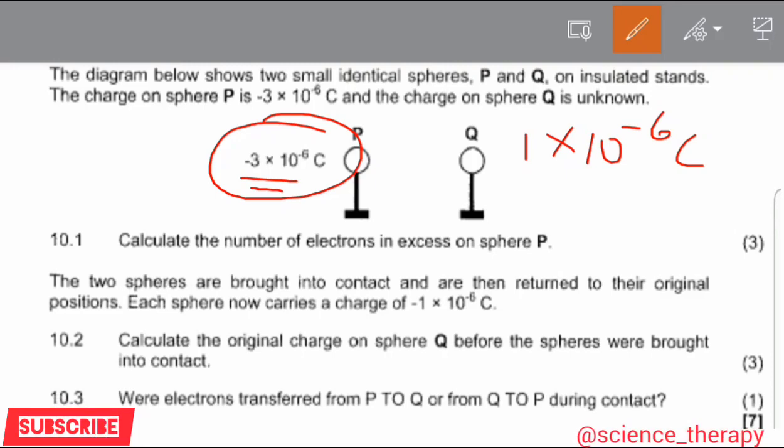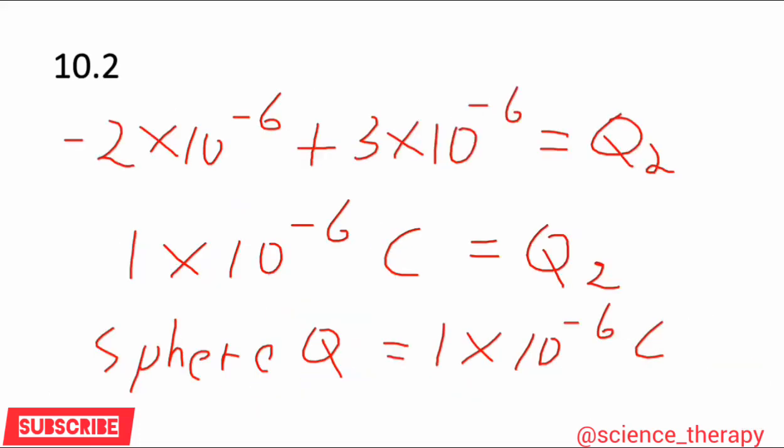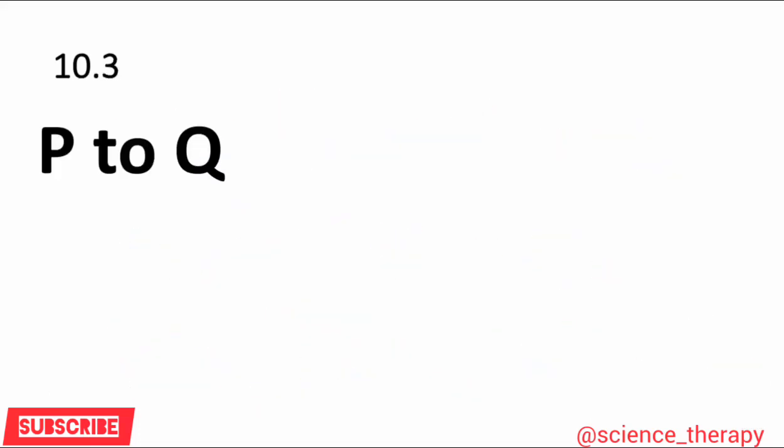But then Q, you can see that's 1 times 10 to the power of -6 coulombs, which shows you that it is positively charged, meaning that it has a deficiency of electrons and more protons, right? So now if electrons have to move, they will move from P all the way to Q, because remember, P has an excess of electrons and Q has a deficiency of electrons. So the correct answer to 10.3, we say it's from P to Q, right? Awesome.